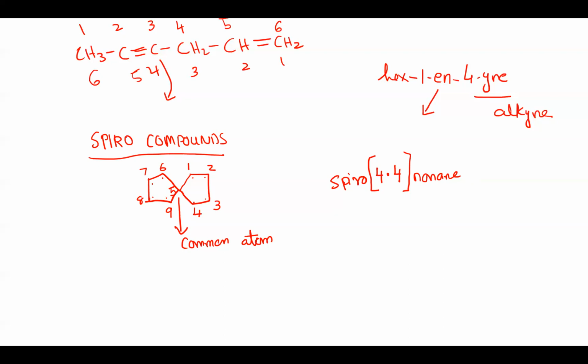So what is a spiro compound again? A spiro ring system has two or more rings linked by a common atom. There are different methods to name the compound, but this is one of the best, or simplest, methods to name the spiro compound. I will show you more examples. When you learn more examples, you can see that it's very, very simple. This is one example. Let us see another example.